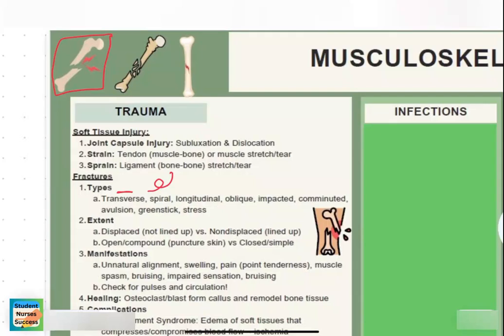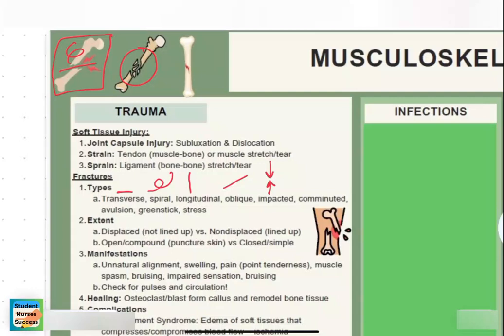A longitudinal fracture would go down the bone. An oblique fracture would go across. So again, this one up here looks a little oblique, or it could be spiral in nature. It's kind of hard to tell with that picture. Impacted means that the two pieces of bone are actually pushed together. A comminuted fracture is this one right here, where there's more than one piece.